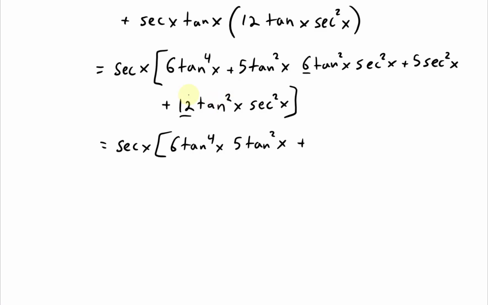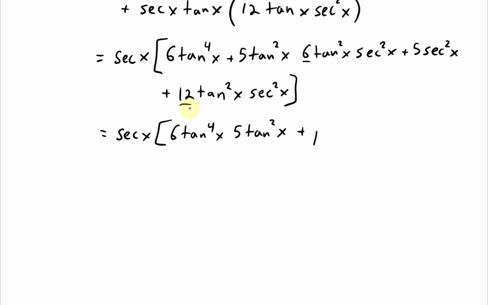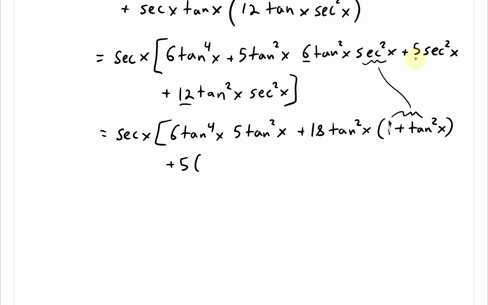Plus now 18. Okay, so plus 18. So 6 plus 12 is 18, tan squared of x times it by, well, secant squared is going to be equal to 1 plus tan squared of x. That's just this part right here. And then plus this 5 times it by, well, 1 plus tan squared of x. Like that.